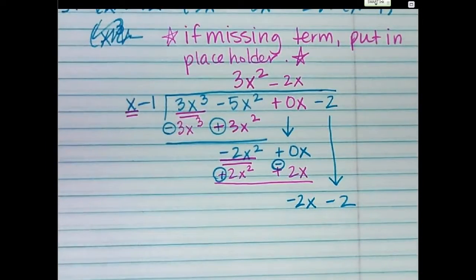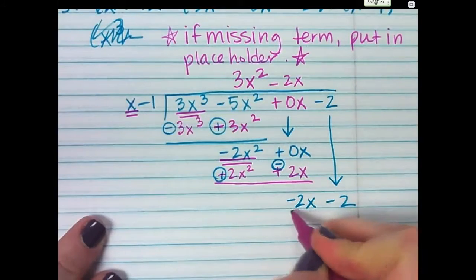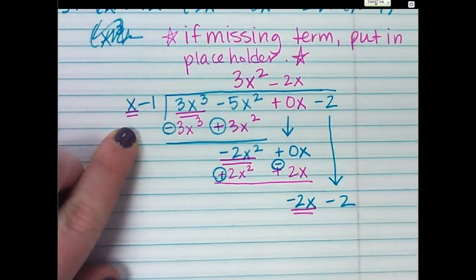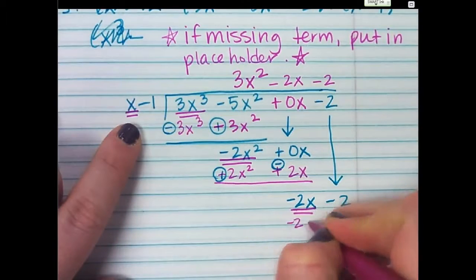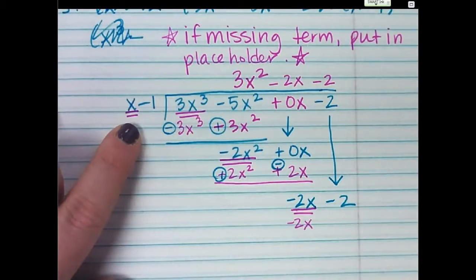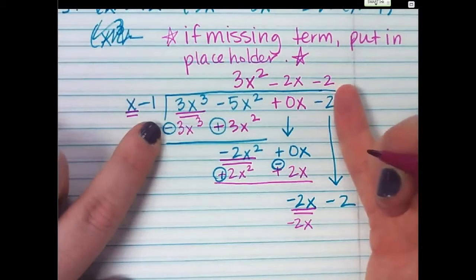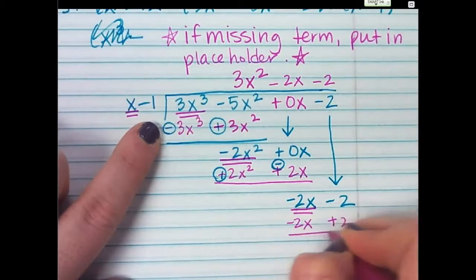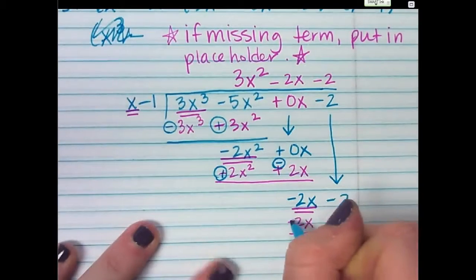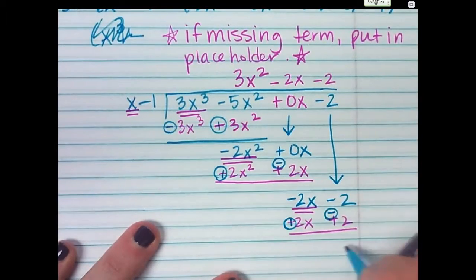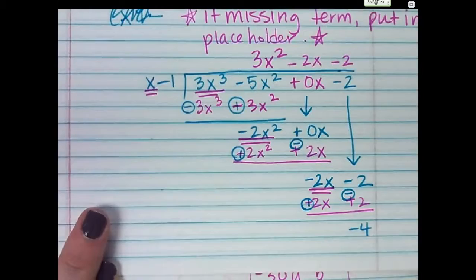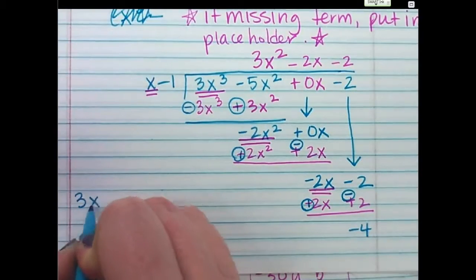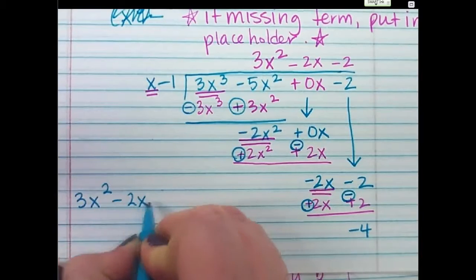Again, this is the longest one we'll do, where we have x cubed. We're almost done. So what times x gives me negative 2x? Negative 2. And then multiply it one last time. Negative 2 times x, negative 2x. And negative 2 times negative 1 is positive 2. Change your signs. Plus, minus. So I get minus 4. So our final answer, 3x squared minus 2x minus 2.